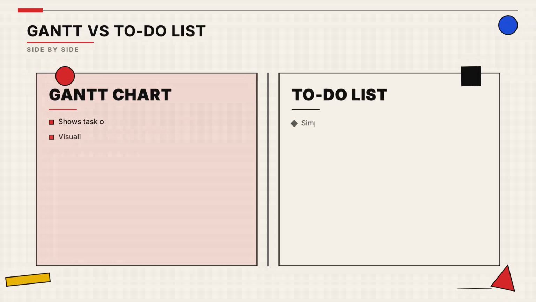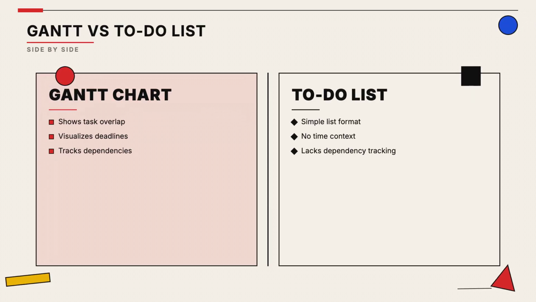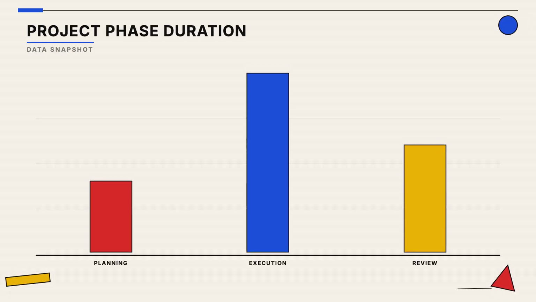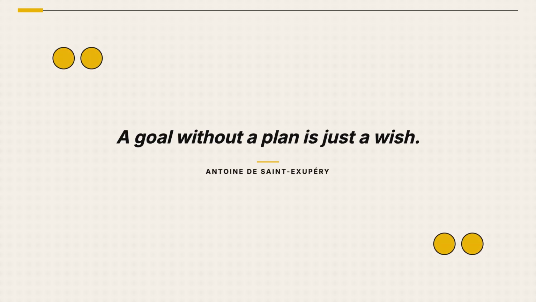While a to-do list tracks what to do, a Gantt chart provides the vital context of when and in what order. This bar chart shows how a project is distributed over time, helping team members stay aligned on current priorities. Using visual project management tools helps turn those wishes into concrete, actionable steps for your financial or professional goals.